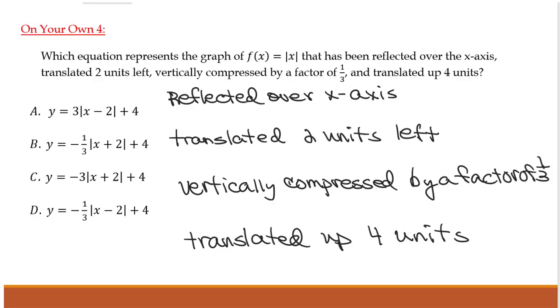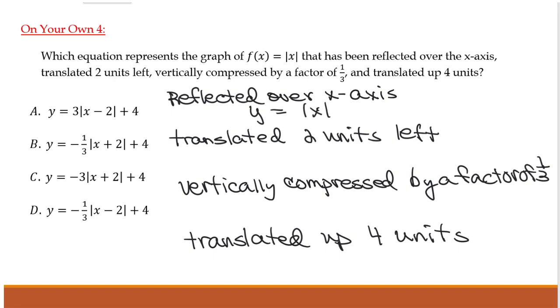All right, and we're kind of going backwards. We are told what the transformations are, and we have to write the equation. We have that it has been reflected over the x-axis. It is translated 2 units left. It is vertically compressed by a factor of 1/3 and translated up 4 units. So we are going to take the parent function, y is equal to the absolute value of x, and we are going to add these transformations.